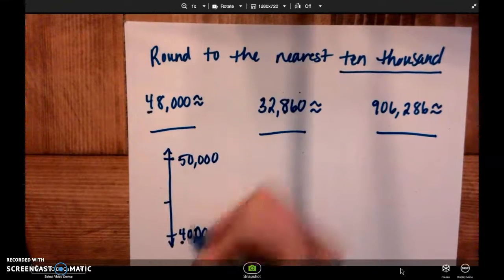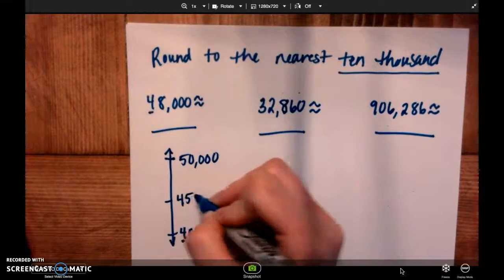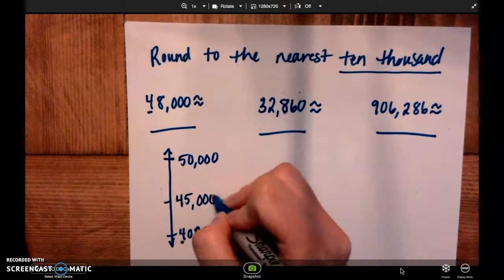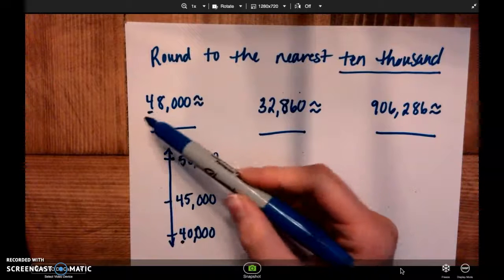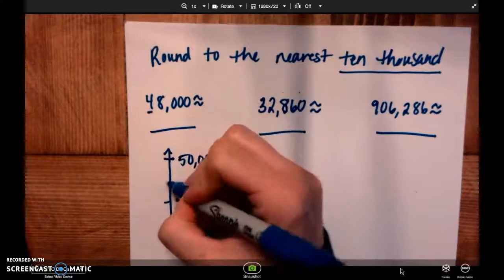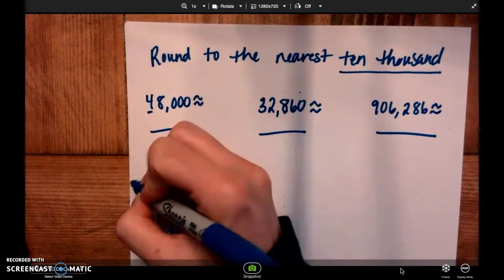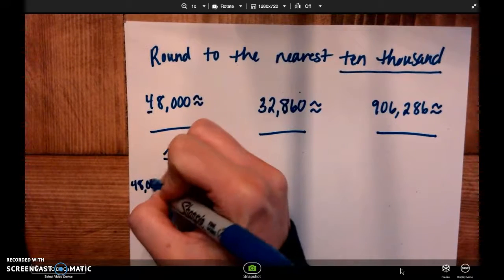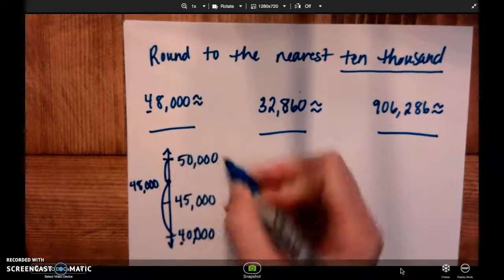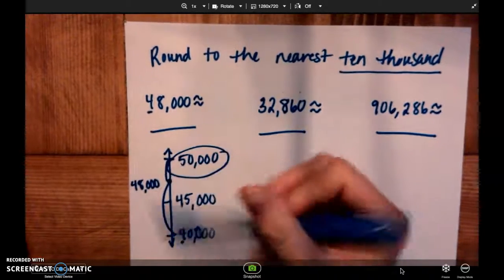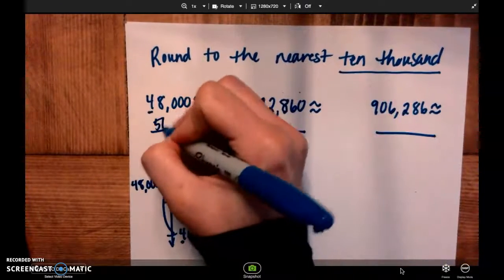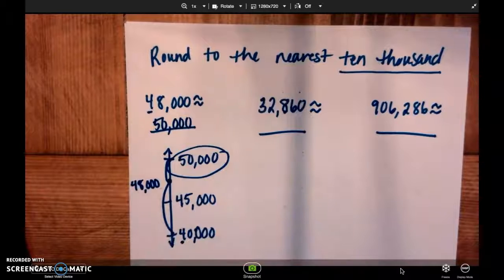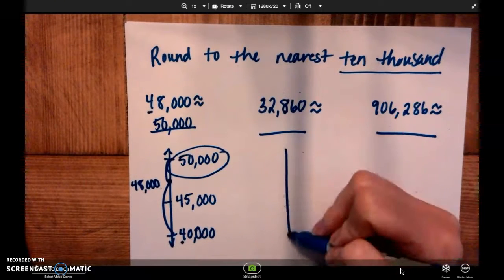Now halfway between 40 and 50 is 45, but this is talking about thousands. Now I can see that 48,000 would be in between 45 and 50,000. And I can see that 48,000 rounded to the nearest 10,000 is 50,000 because it falls in the top half of my number line. Let's try another one.